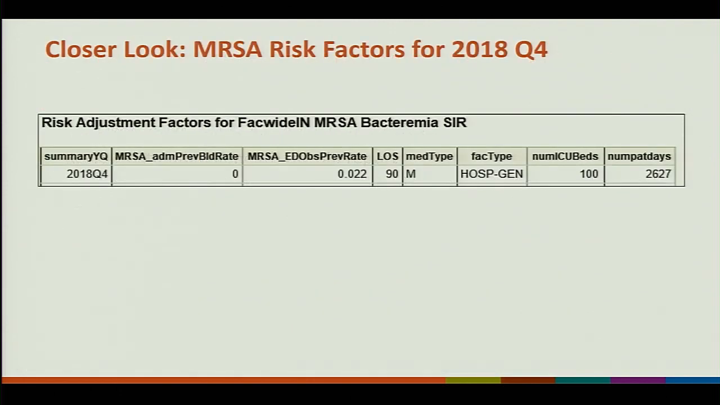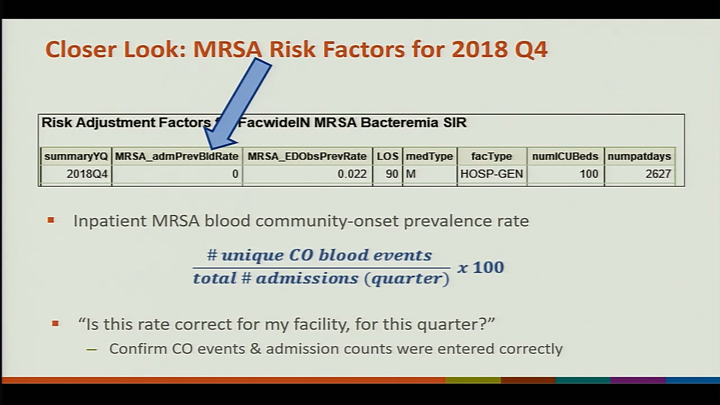So let's take a closer look at this first variable. This is the inpatient MRSA community-onset prevalence rate. And when you see this rate, you want to ask yourself if this rate is correct or consistent with the prevalence rates you're used to seeing for your facility. If the prevalence rate looks like it might be wrong or something looks a little off, we recommend you confirm your community onset events and your number of admissions and ensure they were entered correctly. So your community onset events can be reviewed using the MRSA line list, and your total admission counts can be reviewed on the FACWIDE and denominator screen.